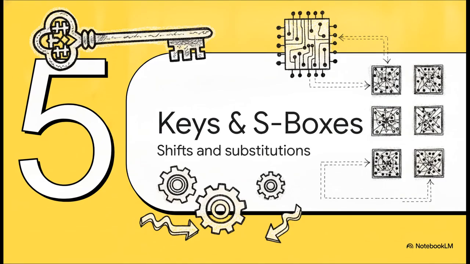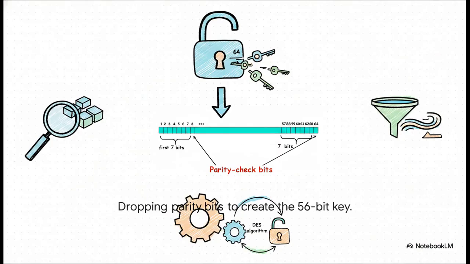Section 5. Keys, shifts, and S-boxes. This is where it gets really fun. First, we got to talk about the keys. You might remember a minute ago I said DES takes a 64-bit input but only uses a 56-bit key. So why the difference?